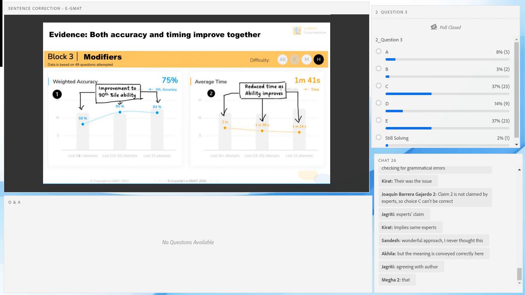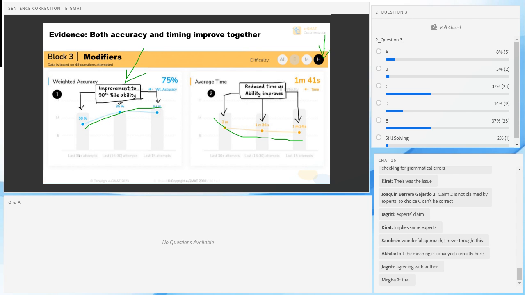As your accuracy improves, and what you see over here is accuracy for hard questions. Again, to hit that 90th percentile, you have to get to 70% accuracy in hard questions. Keep that number in mind. As you improve your accuracy, your timing automatically comes down. Timing is a consequence.